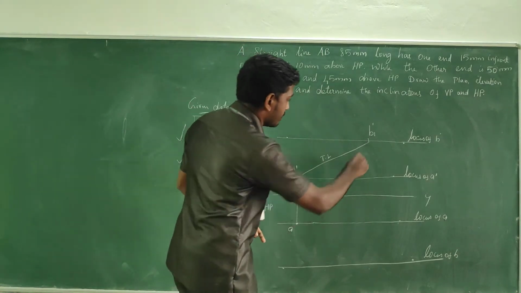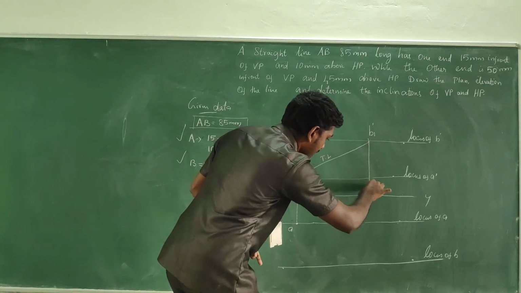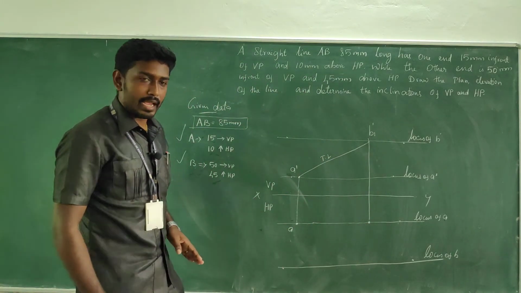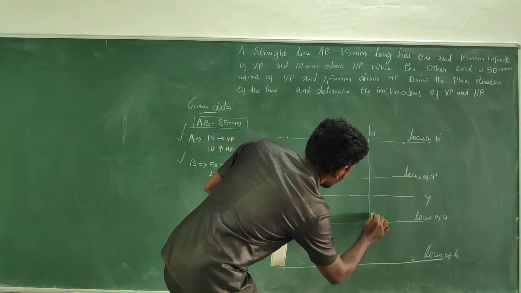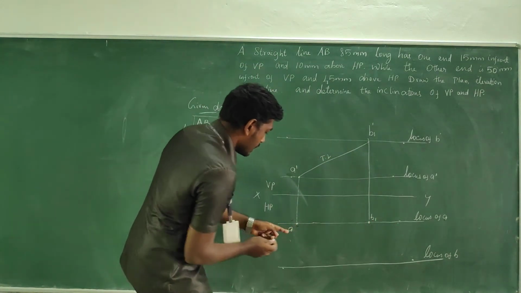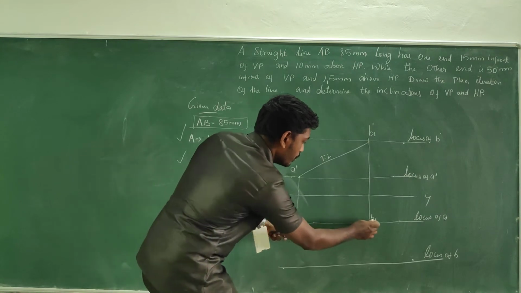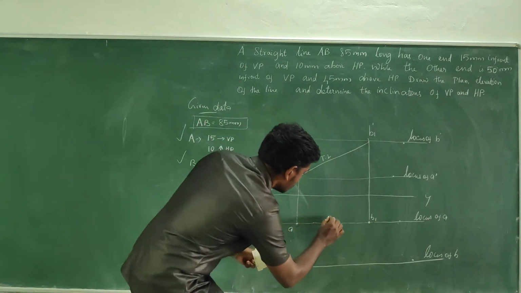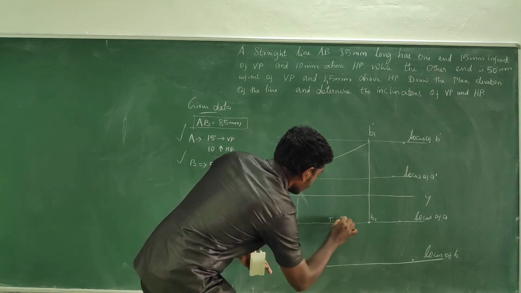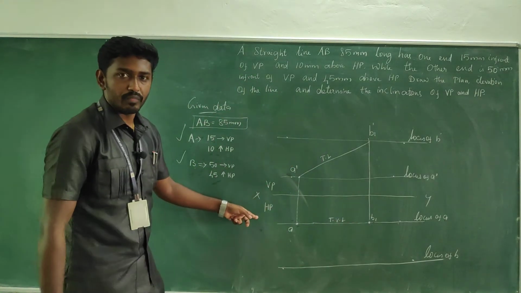If you take a projector line to the locus of A, it intersects and that point becomes B1, and you can see the line A to B1, which is nothing but the top view length.